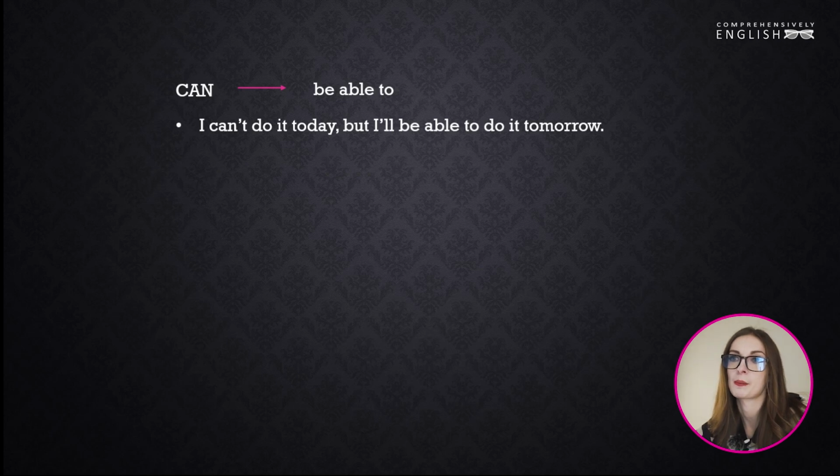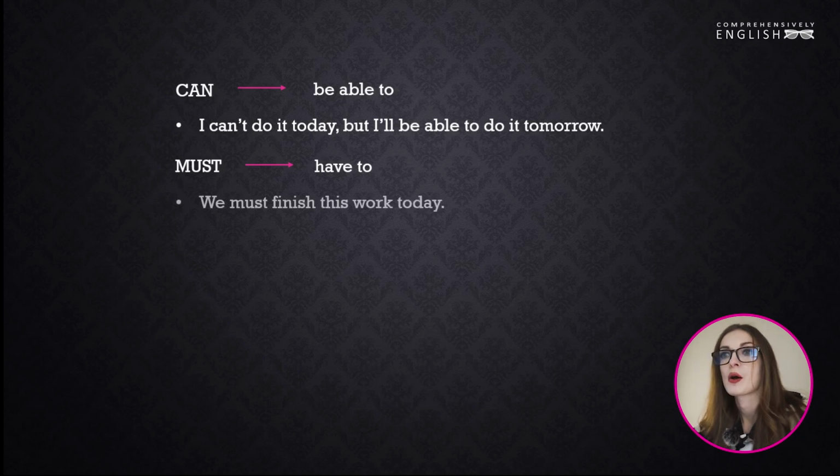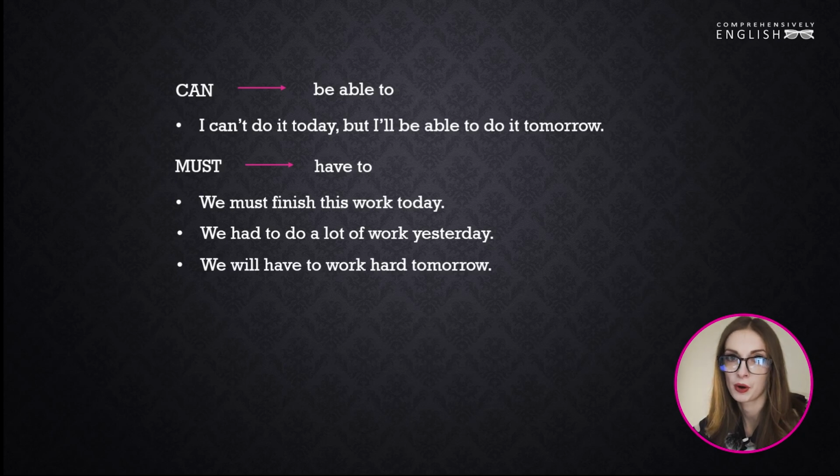Another example is must, which cannot be used in the past and in the future. Must is replaced with a periphrastic modal, "to have to." We will talk about periphrastic modals in one of the following videos for sure. So we must finish this work today. We had to do a lot of work yesterday. We will have to work hard tomorrow.